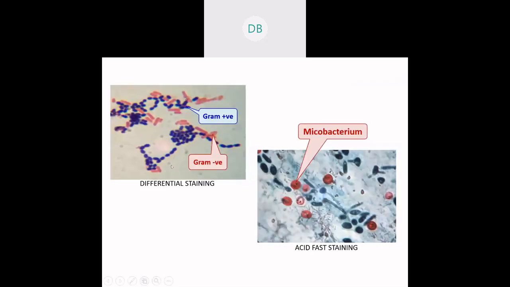This is a mixed culture of Gram positive and Gram negative bacteria. Gram positive is appearing purple, whereas Gram negative is appearing red. And here, after acid-fast staining, mycobacteria are red colored and the rest of the bacteria are green colored.